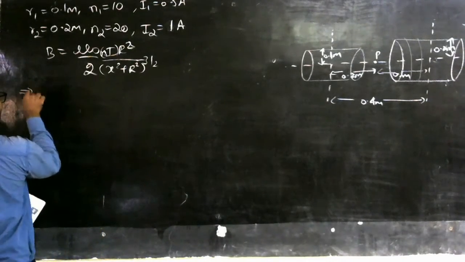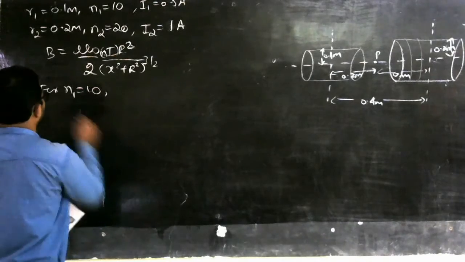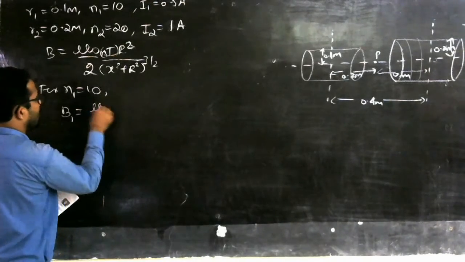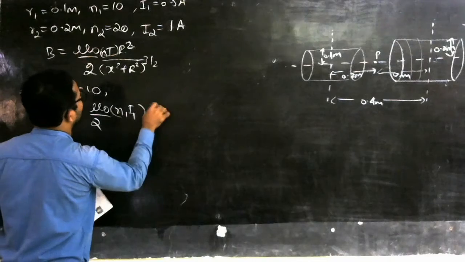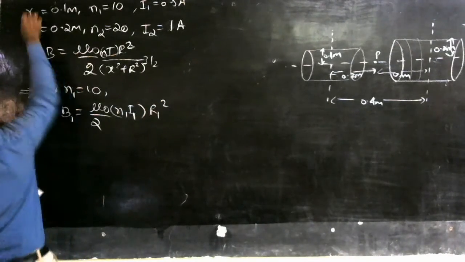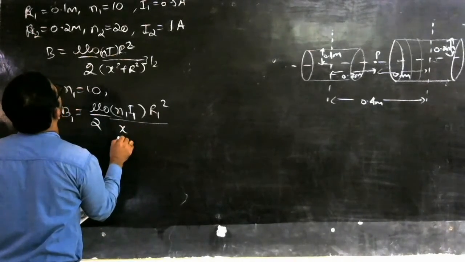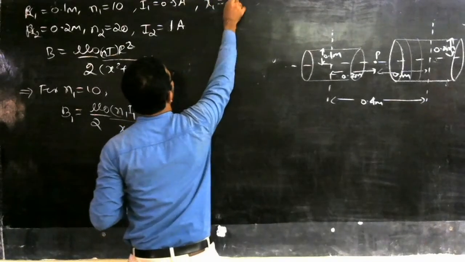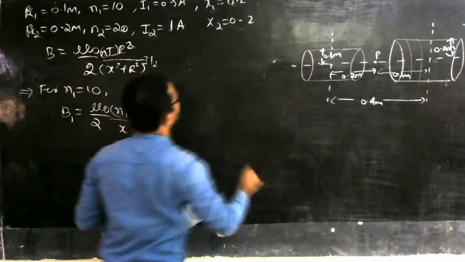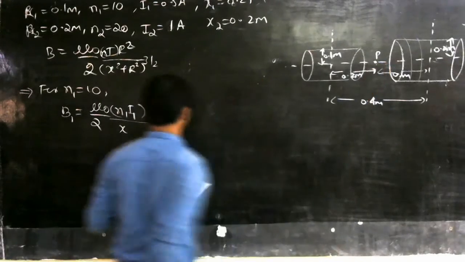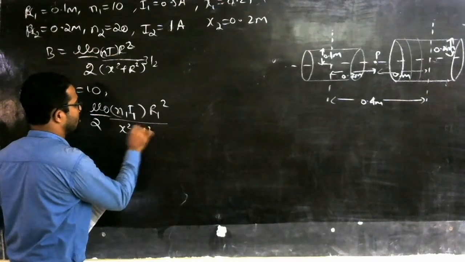So let's do it for the number of turns. For n1 equal to 10, B1 is mu naught by 2 into n1 into I1 into R1 square divided by x square plus R1 square to the power 3 by 2. What is the distance? x1 is equal to 0.2 meter, and x2 is also equal to 0.2 meter. That is the distance from P to the center of the coil.